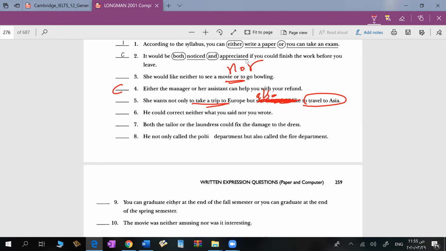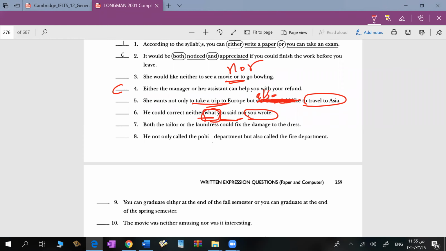Number 6. I will take turns asking everyone. I would like each one to answer the question. Mr. Abdurrahman, he could correct: neither what you said nor you wrote. I think it's incorrect. After neither, we have a connector, subject, verb. After nor, we have subject, verb. So it should be nor what you wrote. We need a connector.